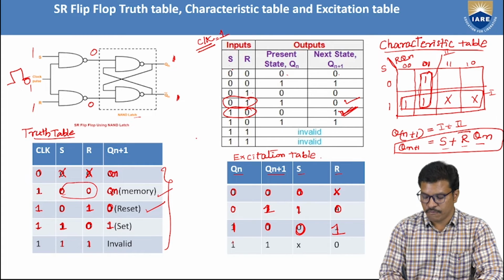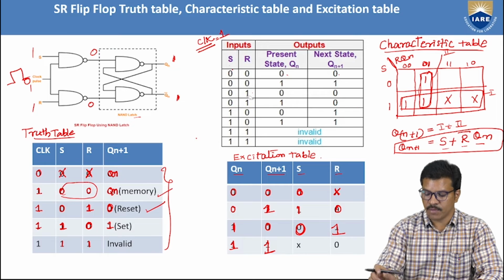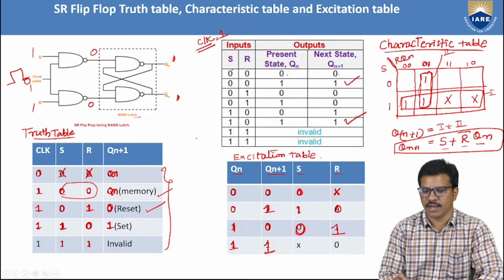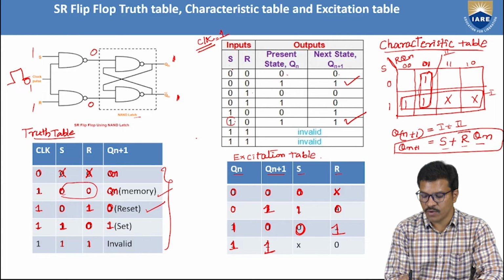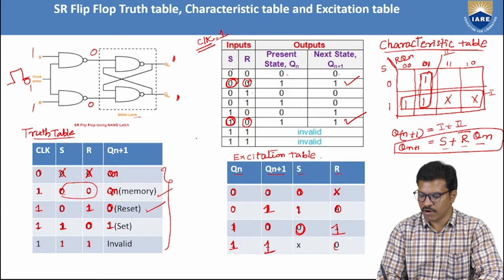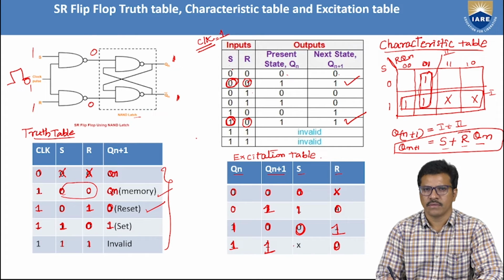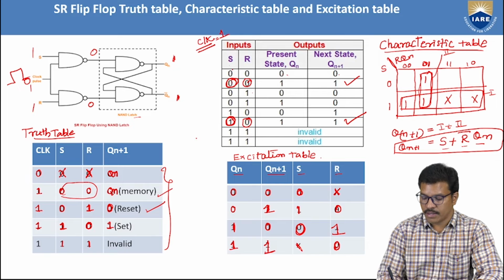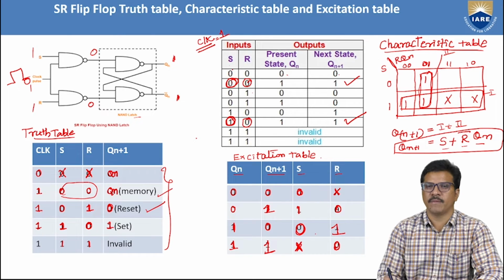At last, if present state 1, next state also 1, at what combinations of this one? So in this characteristic table, both are 1: present state 1, next state 1. Two cases are there. In these two cases, the S value is changed from 0 to 1 and the R value is kept constant. That's why the R value is kept constant, and the changing S value is represented by don't care.